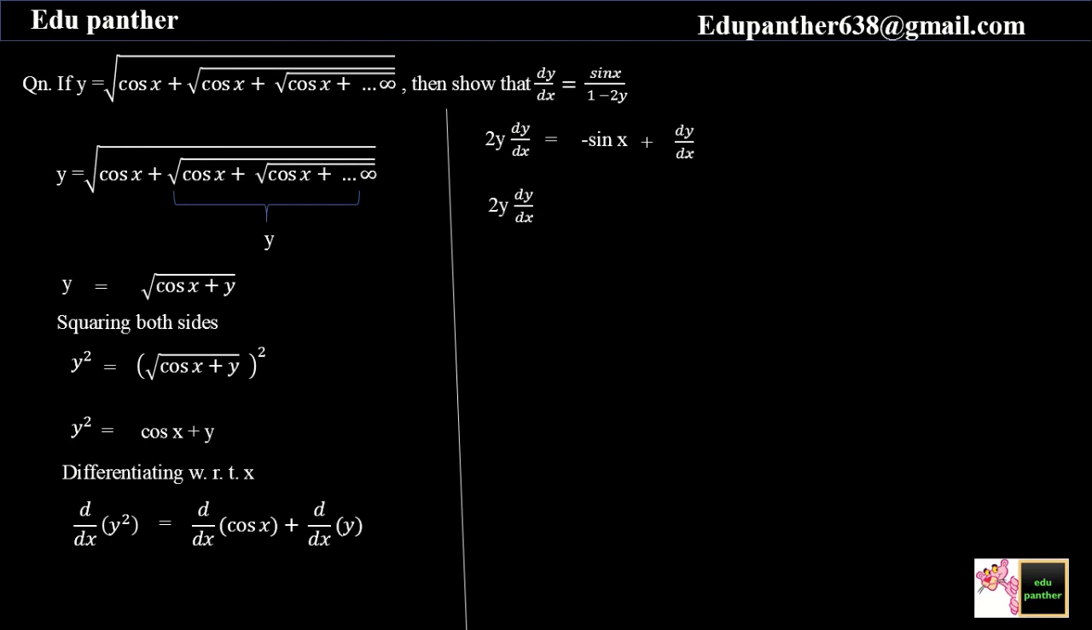Now we have to find dy by dx, so take all the terms of dy by dx on one side, so minus dy by dx, and the remaining term on the other side, minus sin x. Again here we have two terms of dy by dx, so how do we simplify? We can take dy by dx common. If we take dy by dx common, from the first term we get 2y, from the second term we get minus 1. This is equal to minus sin x. Now we have to find dy by dx, so shift this bracket to the other side, so that it goes in the denominator. So we get dy by dx as minus sin x upon 2y minus 1.